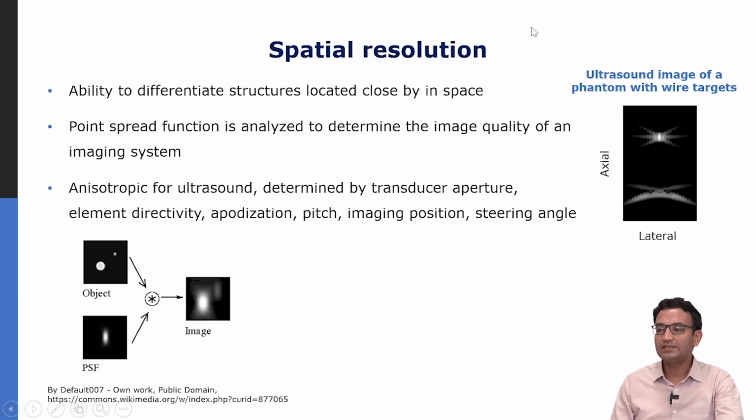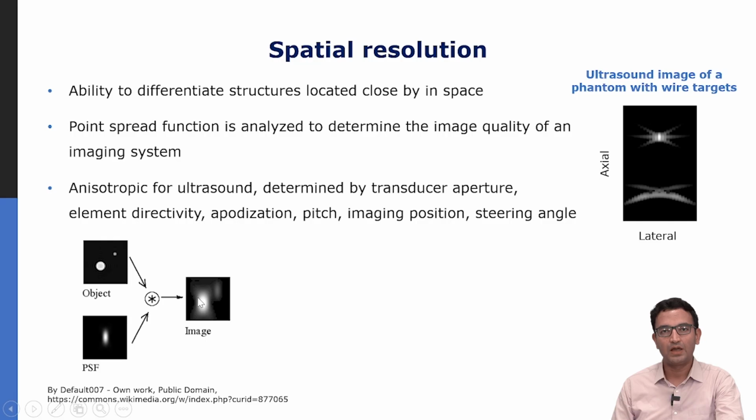Next, let's discuss the spatial resolution of my imaging system. My imaging system ought to have good spatial resolution so that the images will appear sharp. Now, as I said, the spatial resolution refers to the ability to differentiate structures located close by in space in my image. There's a quantity called the point spread function, which is a metric that is analyzed to determine image quality of an imaging system. What is a point spread function? Literally, point spread function tells you if there's an actual point in the image, how it will be blurred out by the imaging system.